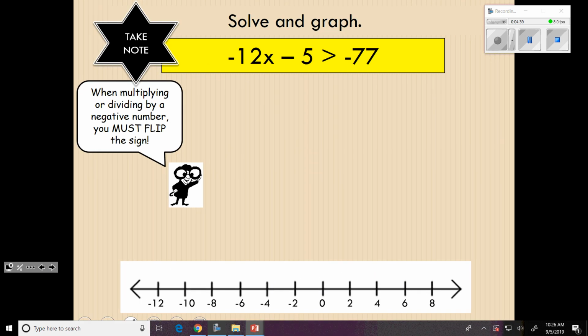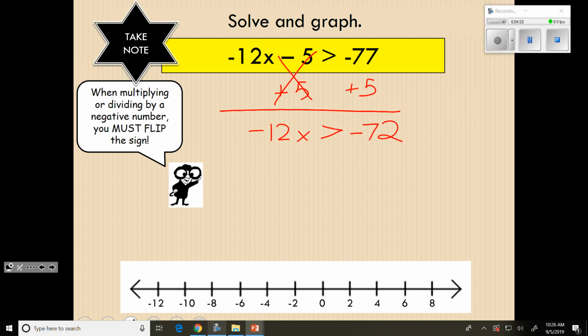In this example, there's an additional rule that we have to remember. We're going to add 5 to both sides of the equation first. The 5's cancel out. We have -12x > -72. When we are multiplying or dividing by a negative number, and in this case we are dividing by a negative 12, we know that we have to flip the sign. So x < 6. You solve it, but you flip the sign.